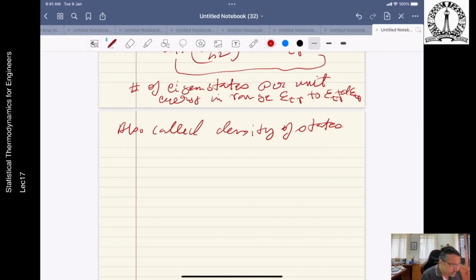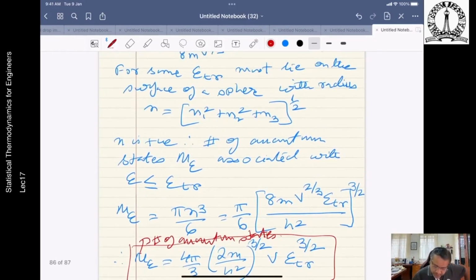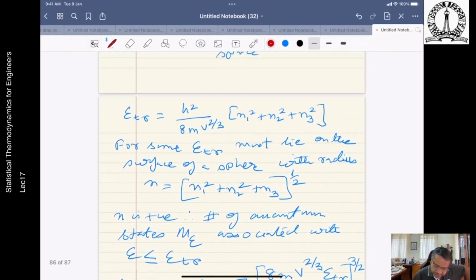So the number of quantum states available is given by this. These are now the quantum states, and the numbers must lie on the surface of this possible combination of quantum numbers.